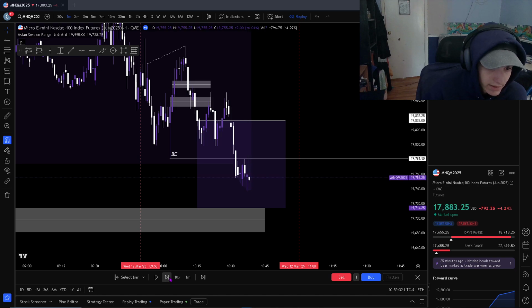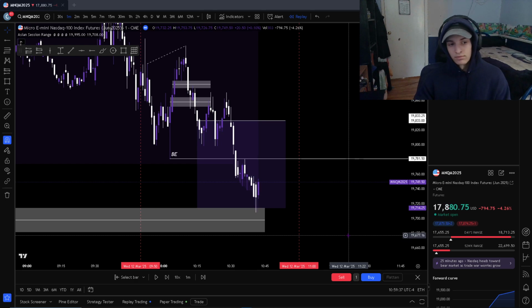It's so laggy. And bam, take profit hit. This is my entry model. This is how I trade. This is exactly the setups I'm looking for every single day.